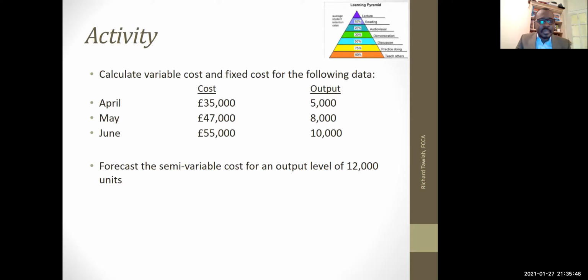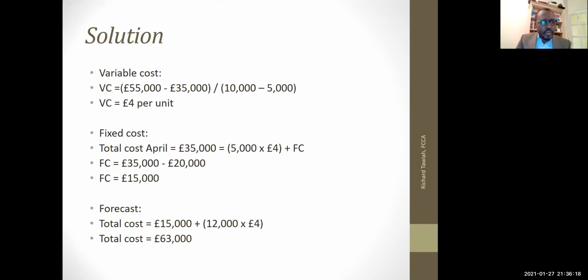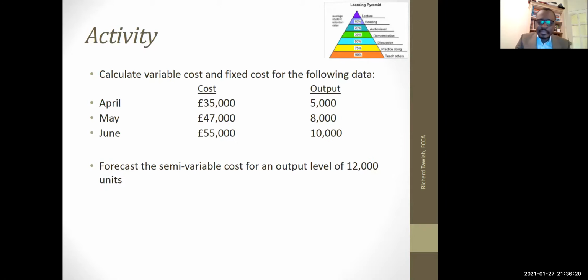Let's take a typical example here. How do we find the fixed and the variable? 55,000 minus 35,000, what do we get? Simply, you get 20,000, right? And then take the output, 10,000 minus 5,000, you get 5,000. So divide the change in the cost by the change in the units. So 20,000 divided by 5,000, you get 4, right? So you get 4. That's the variable cost per unit.